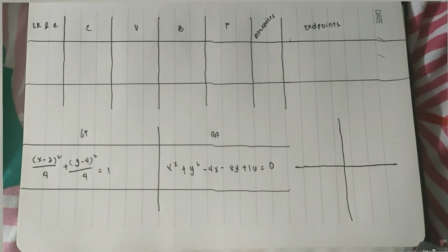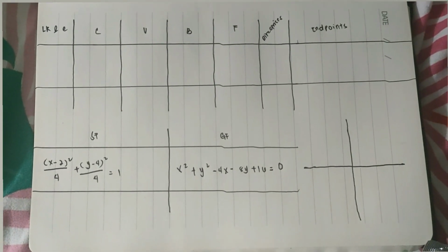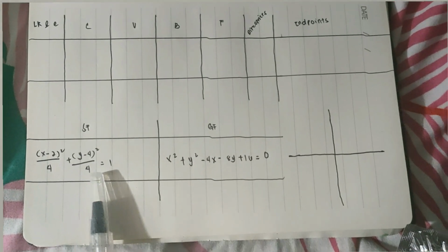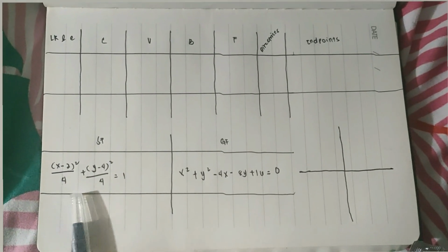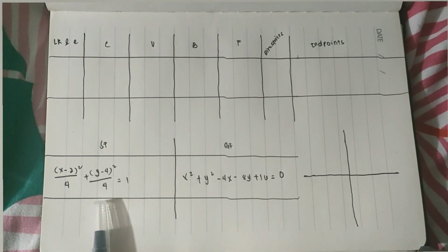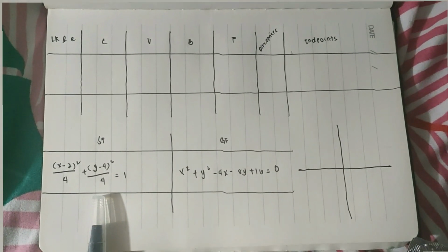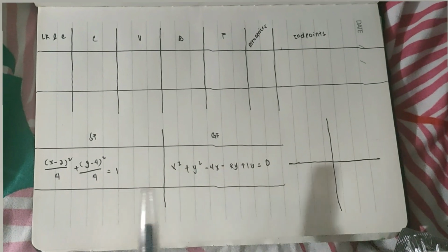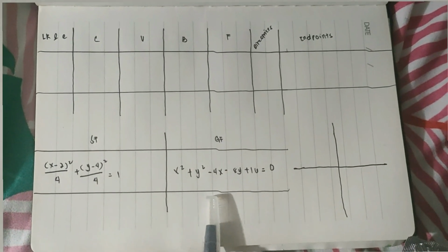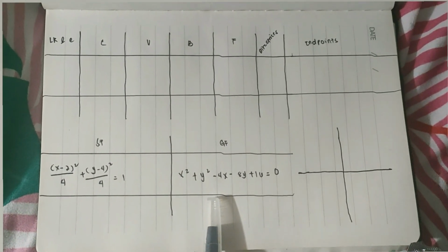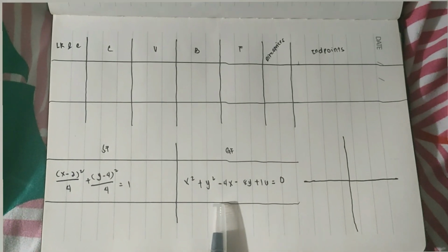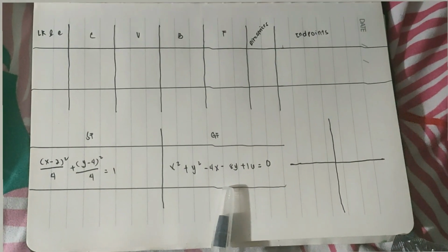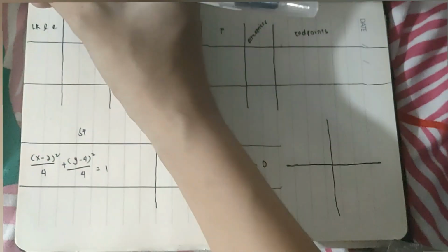Sa number 4, ganun lang din. Ang given naman ngayon ay yung standard form na x minus 2 squared over 4 plus y minus 4 squared over 4 equals to 1. So, sa standard form, makukuha na kaagad natin yung general form na x squared plus y squared minus 4x minus 8y plus 16 equals to 0. Yung locus niya, yung e ay 4.